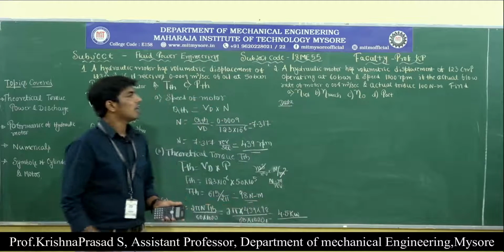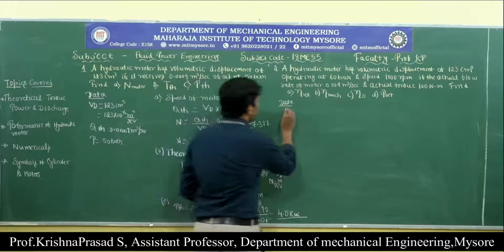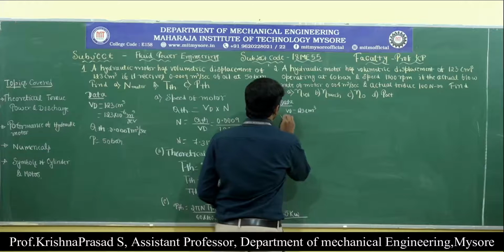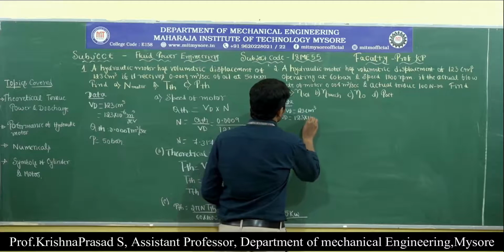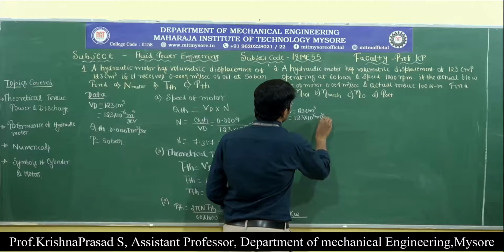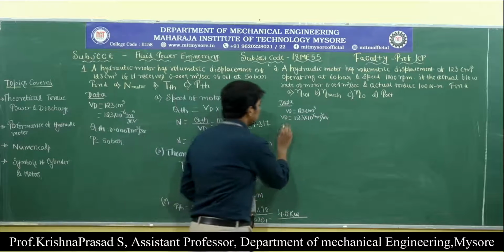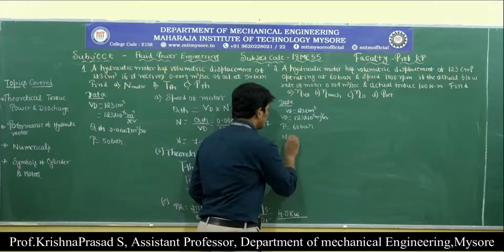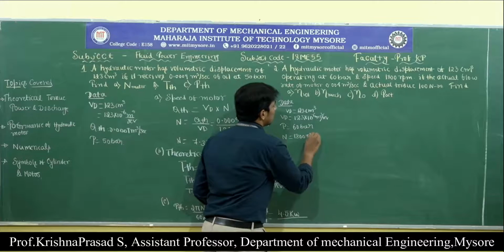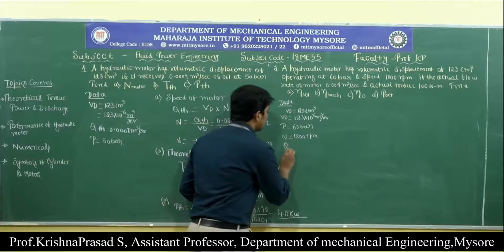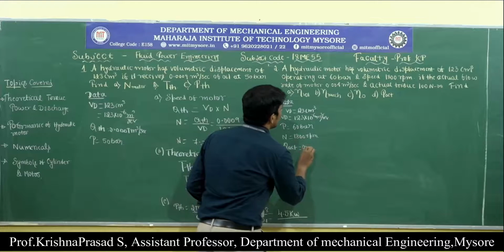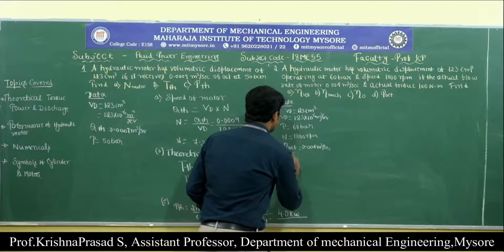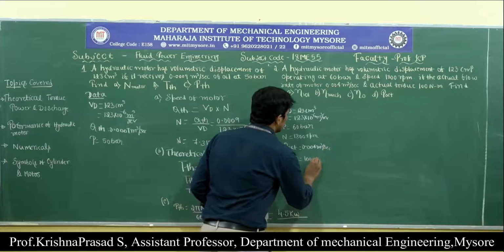So here the hydraulic motor has a volumetric displacement. Okay, so Vd they have given, that is 123 centimeter cube, or it will be equal to 123 into 10 to the power of minus 6 meter cube per revolution, and operating at the pressure 60 bar, and the speed is 1800 RPM. Then actual flow rate, they have given, and that will be equal to 0.004 meter cube per second. Then actual torque also they have given, that is 100 Newton meter.